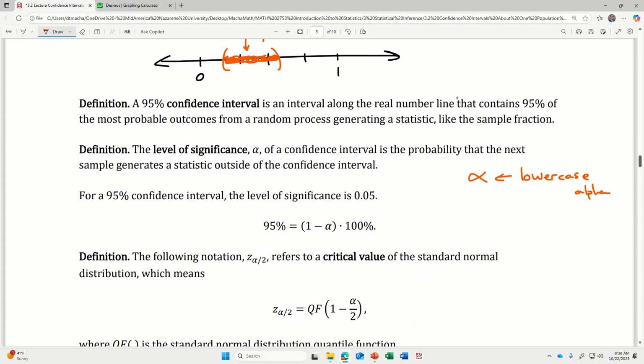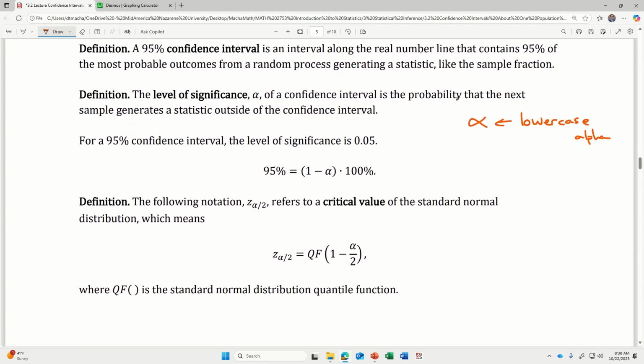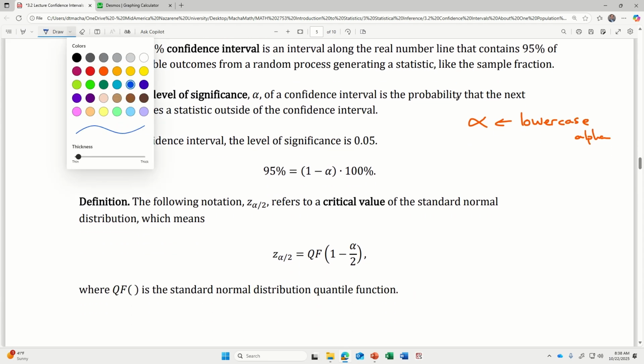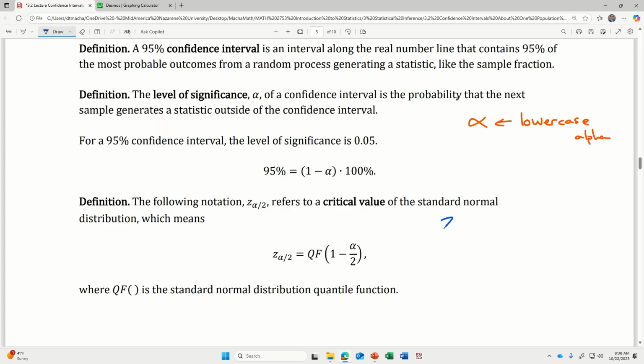The next definition says critical value. A critical value is notated like this: you have z, and then a little subscript with alpha divided by 2. And what this means is, first calculate 1 minus your level of significance divided by 2.